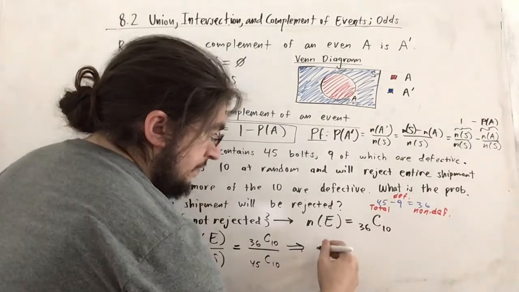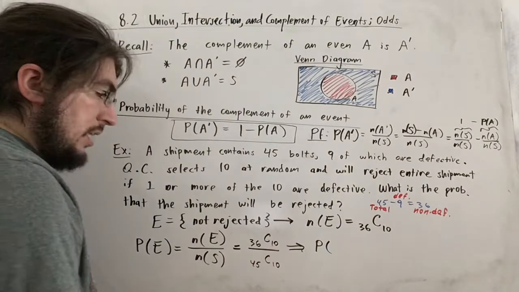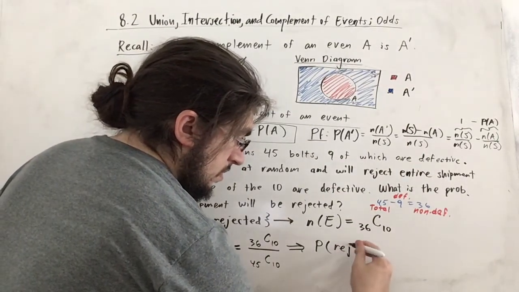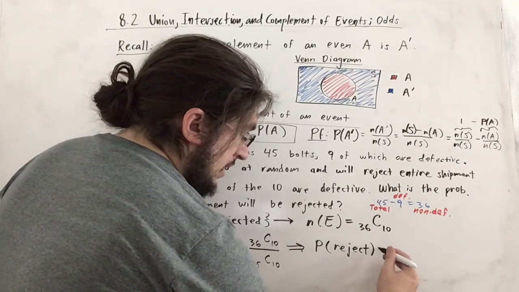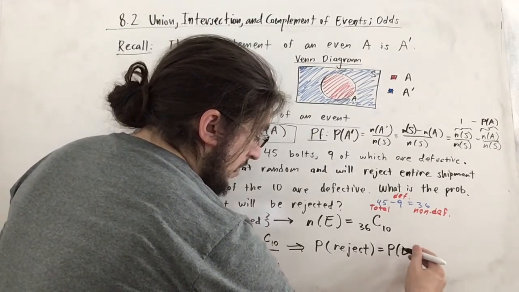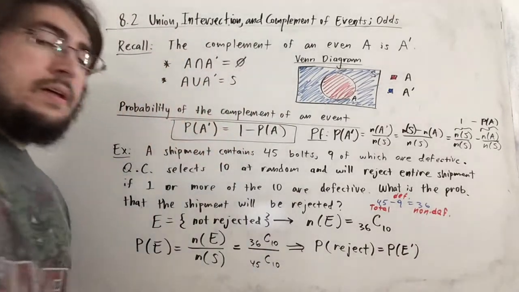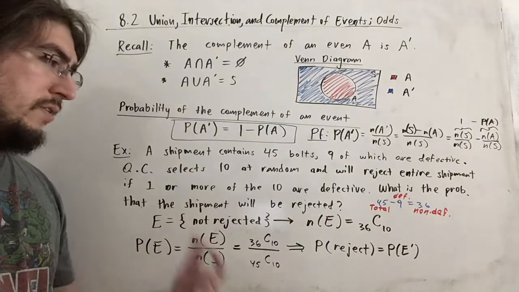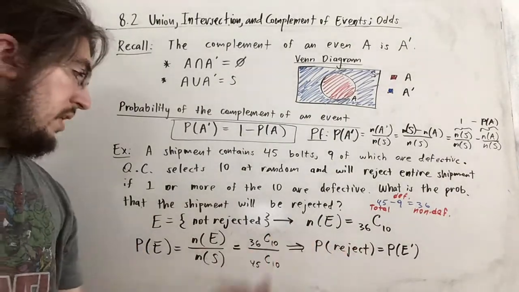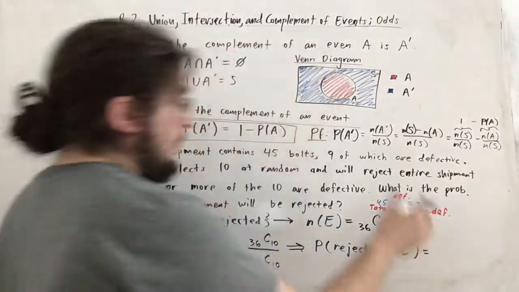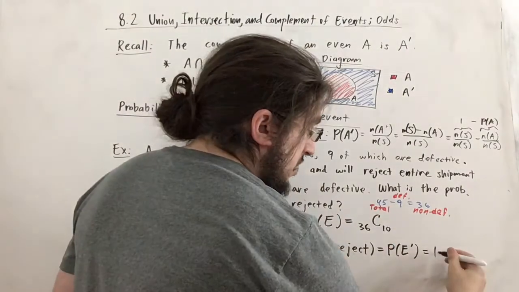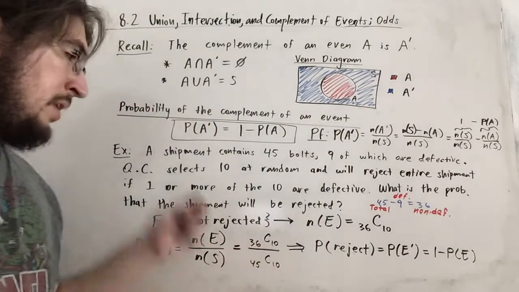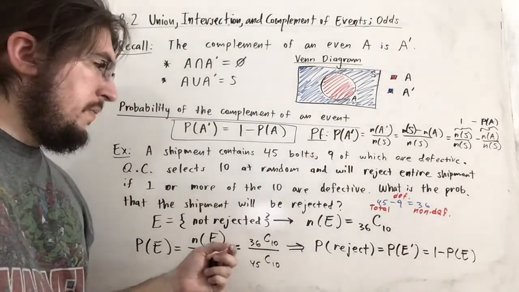So that means the probability that the shipment is rejected, so the probability that you do reject, is just equal to the probability of the complement of E, because not rejecting is, well, the complement of rejecting, and vice versa. So here we want to find the probability of E prime, which from the above equation is just 1 minus the probability of E. And we know what that is. In fact, we can use our calculator. Let me do that right now real quick.